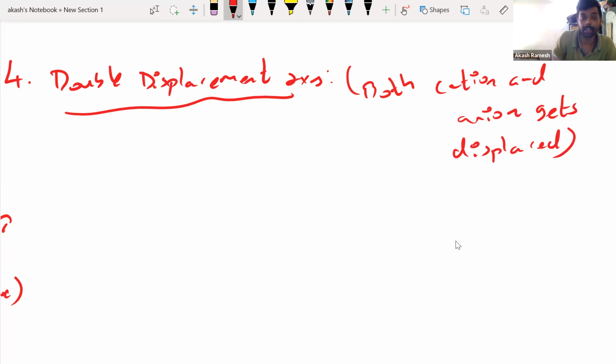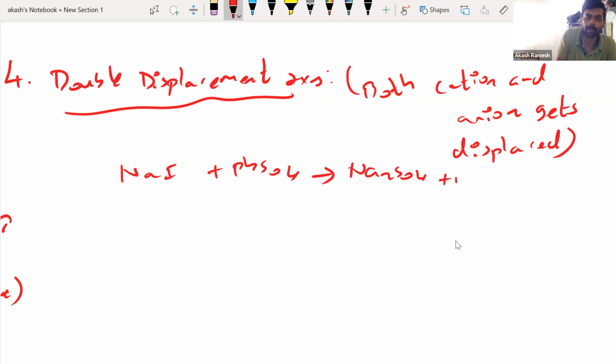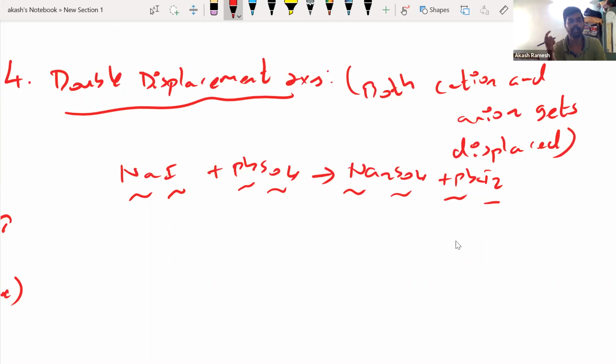Now, the famous equation we have, say I had NaI reacting with PbSO4, forming Na2SO4 plus PbI2. Now you see everything is changing. Initially sodium was with iodine, right? And lead was with sulfate, right? But see what is happening here. Now sodium is with sulfate and lead is with iodine. Okay, that is what I'm telling. Both cation and anion get displaced, right? So if both cation and anion get displaced, that is an example of the double displacement reaction.